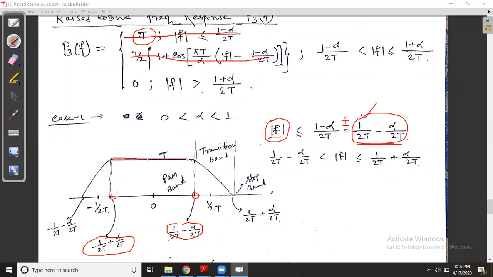For the second condition, this is the second condition under case 1 only. Remember that the value of alpha we are taking in this range, in between 0 and 1. So, second condition, case 1.